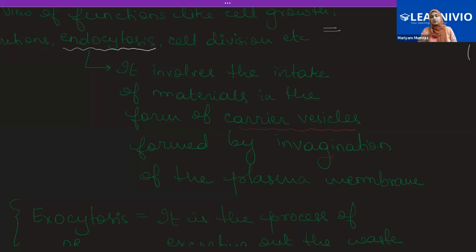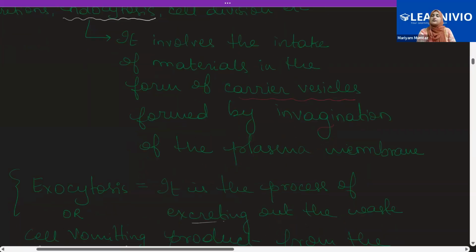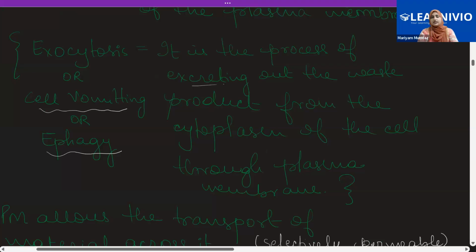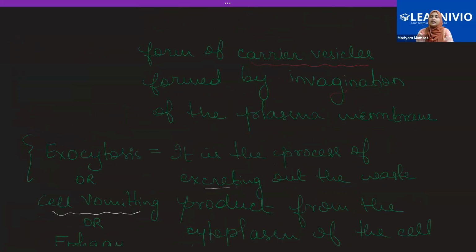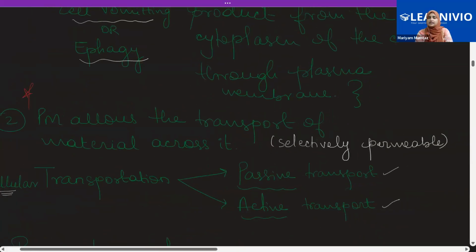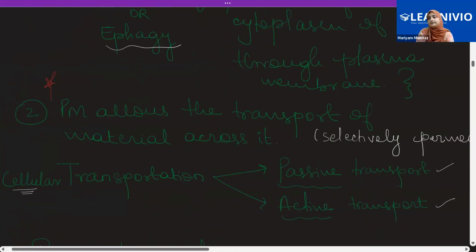That is your endocytosis. The opposite of endocytosis is exocytosis, which you can also call cell vomiting or egestion. Here, once the food has been digested, once the particle has been used, the excretory product or the product that is not useful will be thrown out of the cell, from the cytoplasm of the cell, through the plasma membrane itself. So the stuff from the cell moving out, that process is exocytosis. And from the outside moving in, that process is endocytosis. Is it clear? Yes, ma'am.